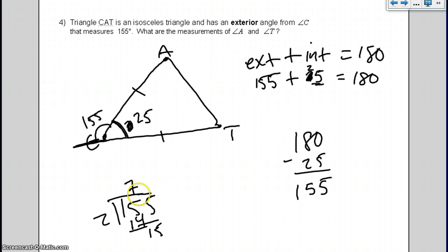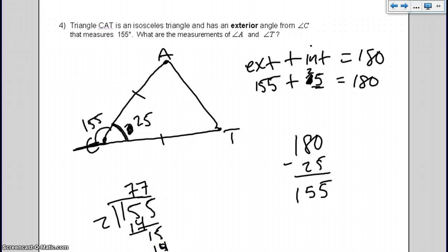15 divided by 2 is 7. Oh, I'm sorry, 14. 1, 0, 5. 77.5.